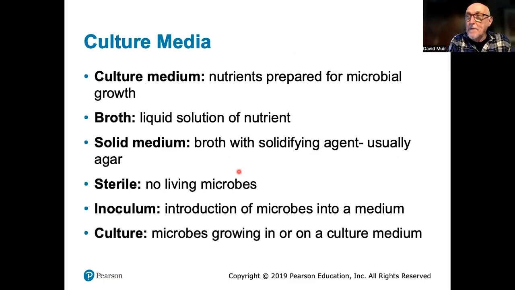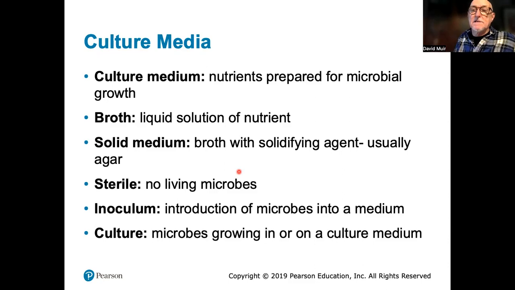Okay, so I know that you have encountered culture media under many guises now in your labs. You've seen many different kinds of culture media. Just a few reminders. When we say culture media, what we mean are nutrient solutions prepared so that they encourage microbial growth. In general, we use two kinds: broths that are liquid, it's a liquid solution of the nutrient, and then solid media. And these are liquid media, the broths, which have been solidified.